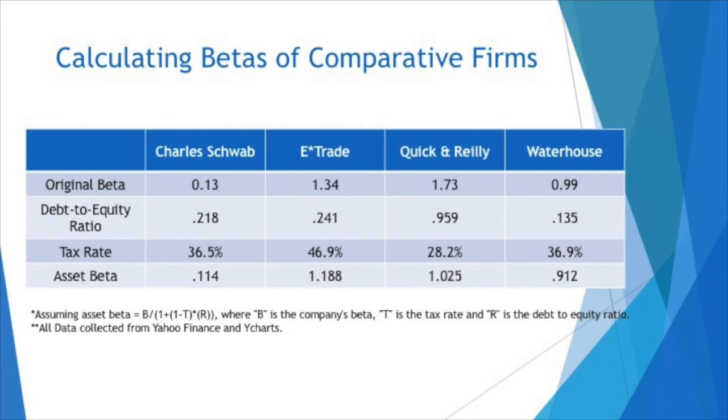That equation is the asset beta being equal to B, the company's levered beta, over 1 plus (1 minus T), the corporate tax rate, times R, which is the debt to equity ratio. On the figure that appears on this slide, we can see all of those numbers for 4 comparable companies: Charles Schwab, E-Trade, Quick & Riley, and Waterhouse, as well as the calculated asset betas for each.